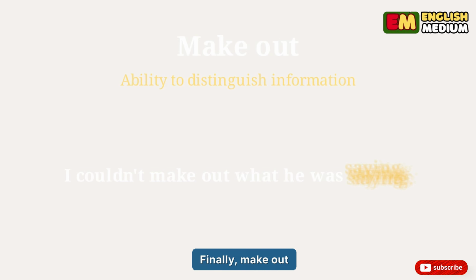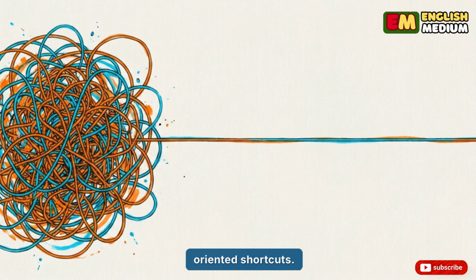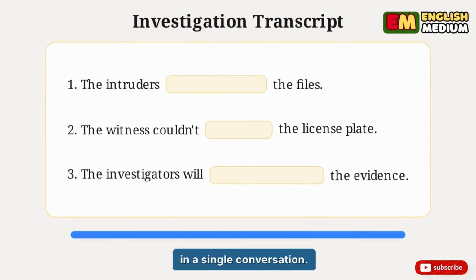Finally, make out describes the ability to distinguish information. You use it when you are trying to hear someone in a noisy room or read messy handwriting on a sign. Tracking these specific movements and outcomes ensures you don't lose the thread of a story when a speaker uses these common action-oriented shortcuts. Let's look at how these verbs function together in a single conversation. Read the transcript on screen and fill in the blanks before the timer bar disappears.